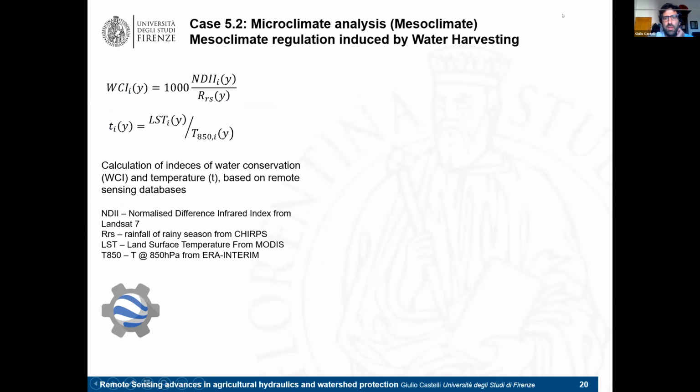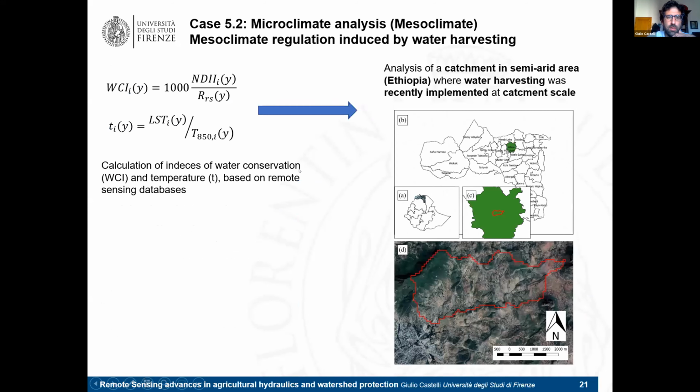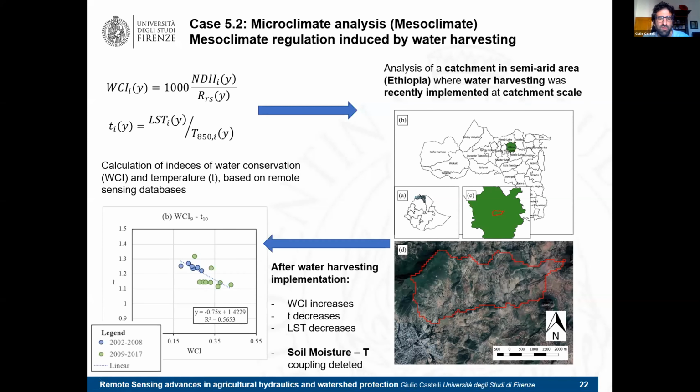And finally, another mesoclimate analysis is the one that we made in Ethiopia. Here we calculate the water conservation index and the temperature index. And by satellite, we apply a time series analysis to a catchment where water harvesting was recently implemented. What we found is that after the water harvesting implementation, which basically retains more water in the soil, we have a general increase in soil moisture while we had a lowering of the temperatures.